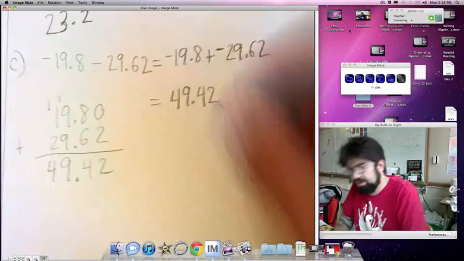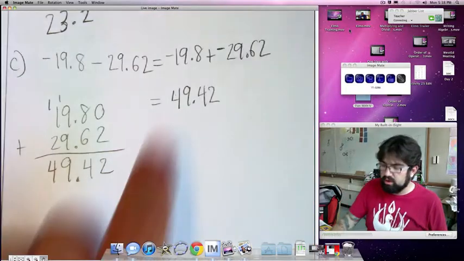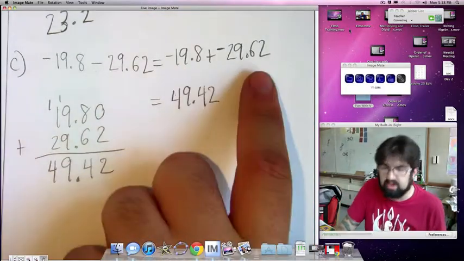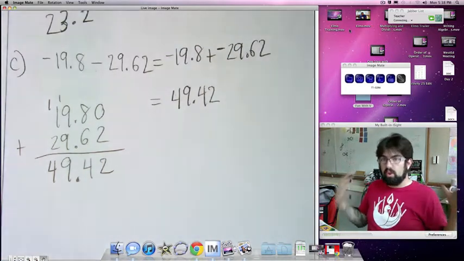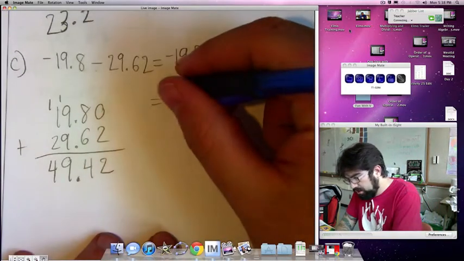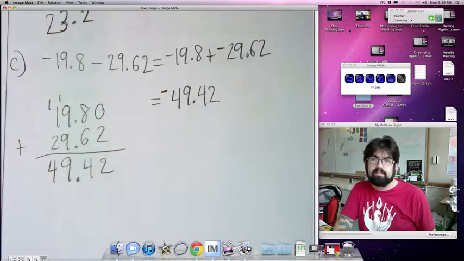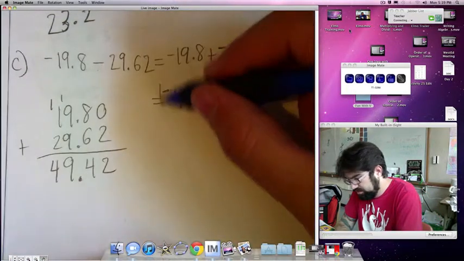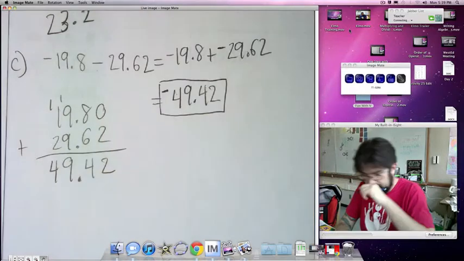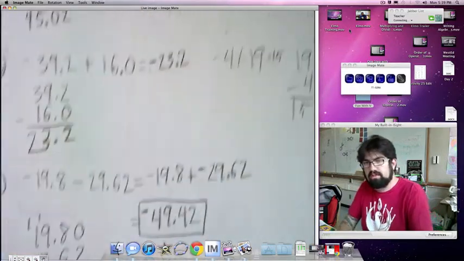So this is equal to 49.42. But go back to my debt analogy. I owe someone $19.80 and I owe someone else $29.62. So in total, I owe someone $49.42. That's my final answer. Okay, by the way, make sure you box all your answers.